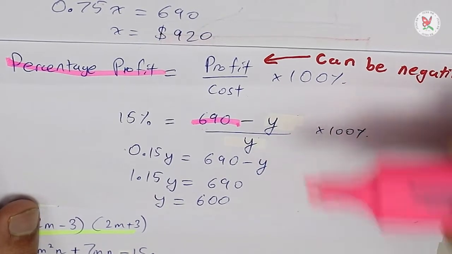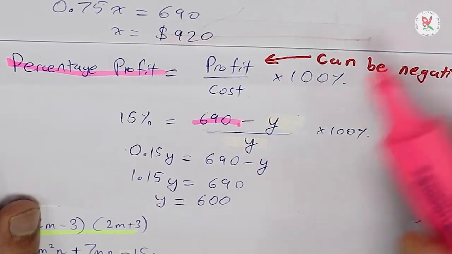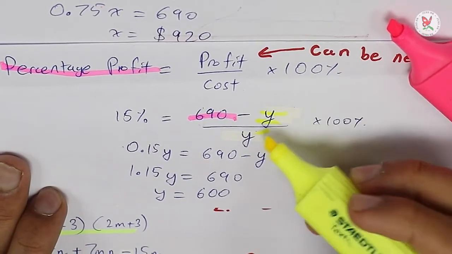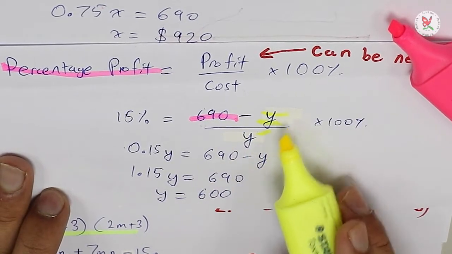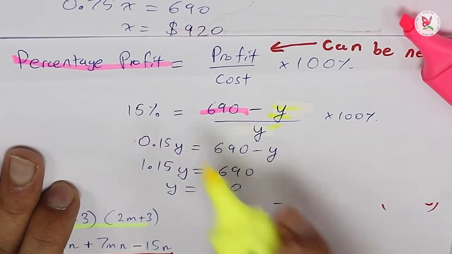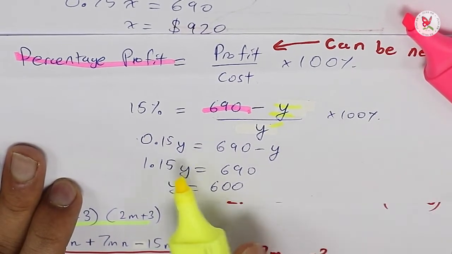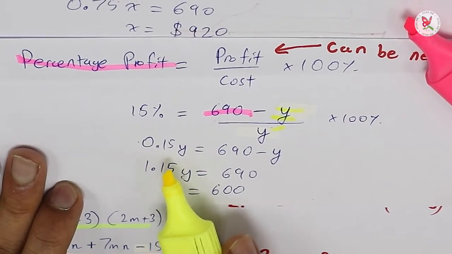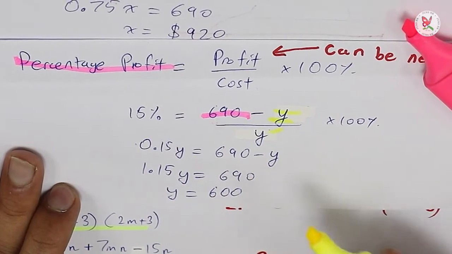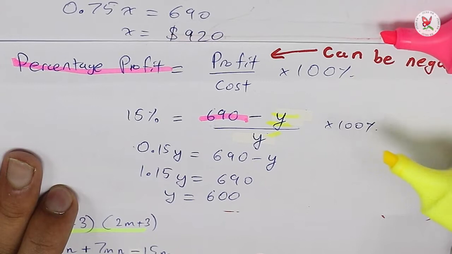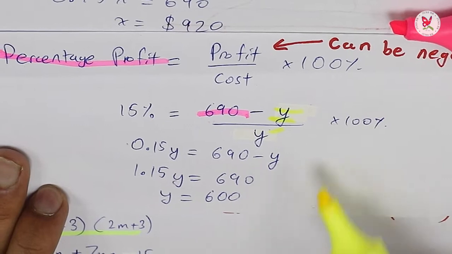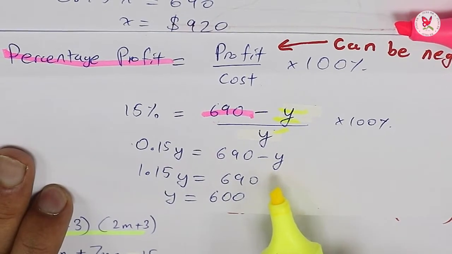In this case, we're using y as the variable for the cost. So we let y be the cost, and we have 690 minus y, divided by y, times 100%, equals 15%. We can bring the y to the other side to make it nicer. So we have 15%, which is 0.15. So we have 0.15y equals 690 minus y. The 100% can be ignored because it doesn't change anything. 100% is 100 over 100, which equals 1. So now we're left with this.